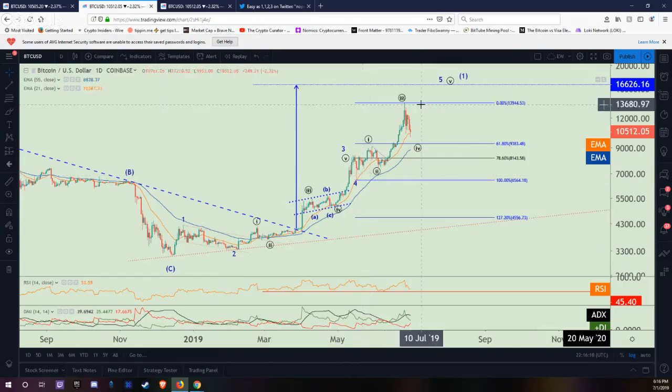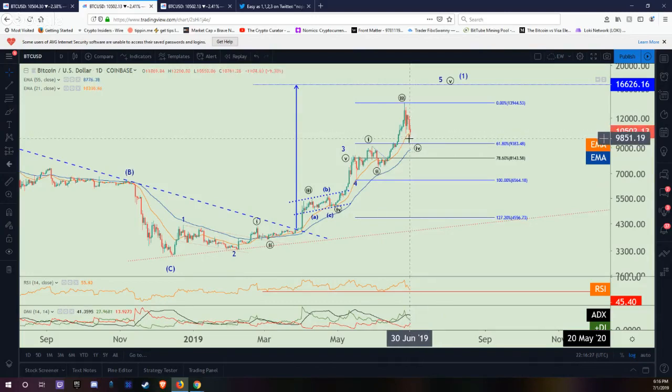Now I think since we went parabolic, we're in another five waves to the upside, to get that fifth wave. So you've got a wave one here, a wave two down, and then this wave three parabolic move here, and then the fourth wave to the downside.